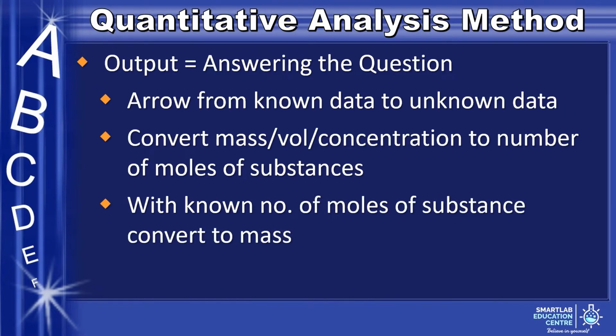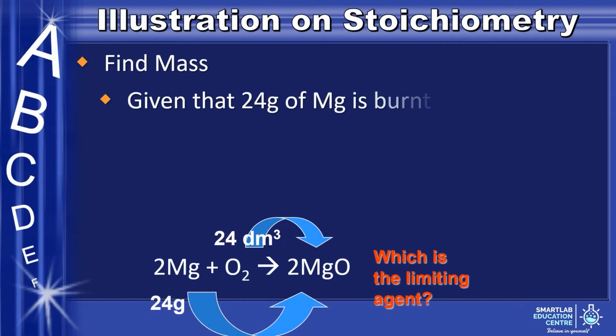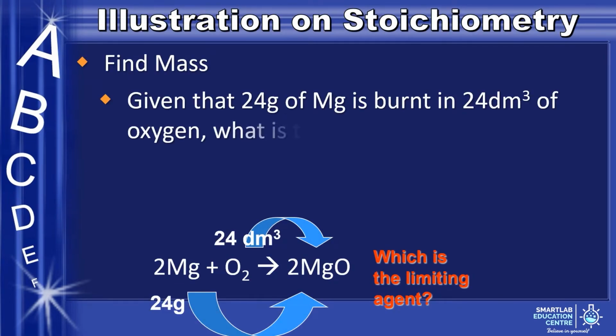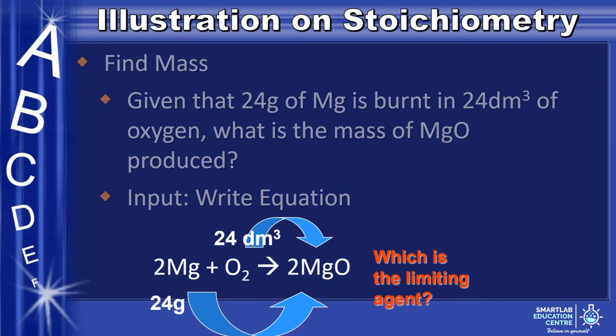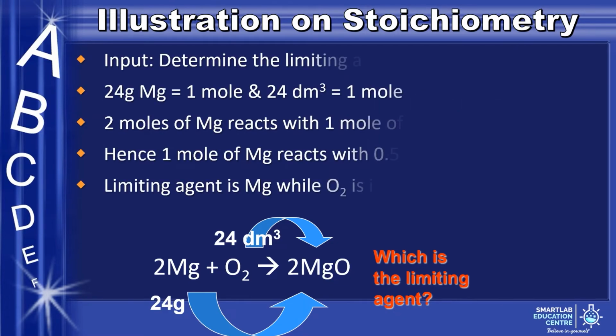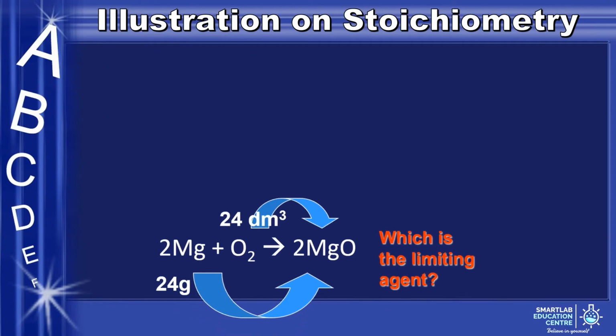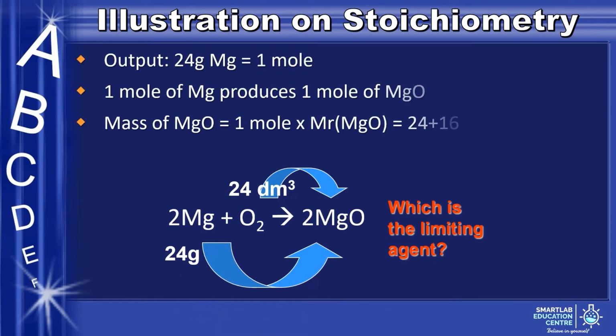Let's use it in an example. With the following scenario being given, how would we solve it? We start by writing the equation. By following the steps seen, we would be able to conclude that the limiting agent is magnesium while oxygen is in excess. Hence, 1 mole of magnesium would produce 1 mole of magnesium oxide and the mass of this magnesium oxide would just be 1 times the Mr of magnesium oxide.